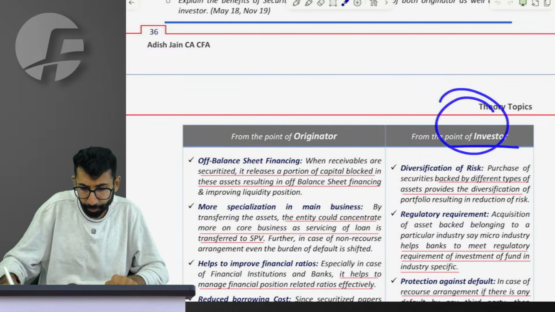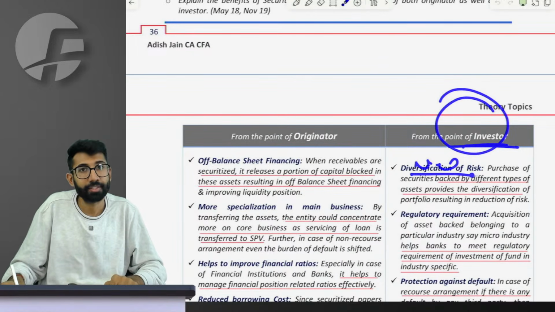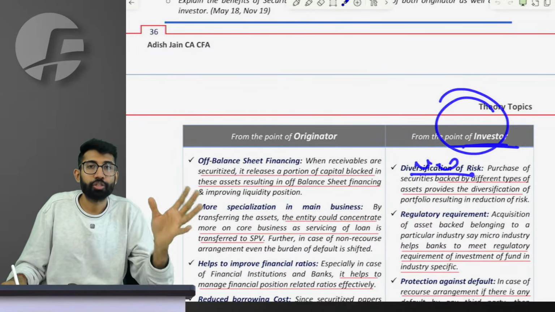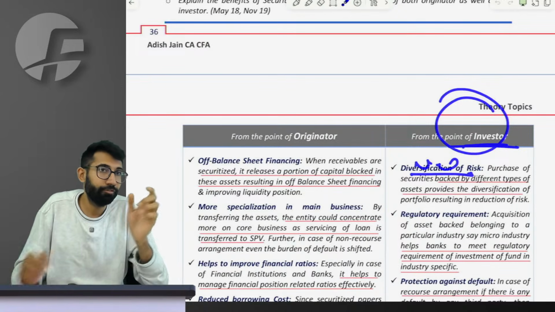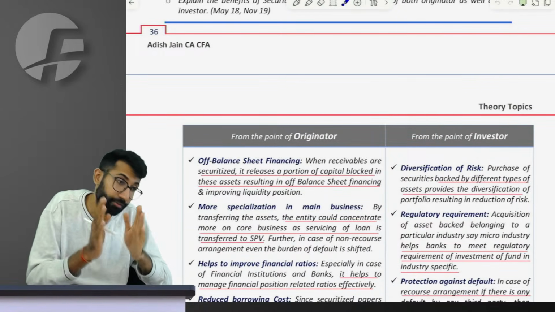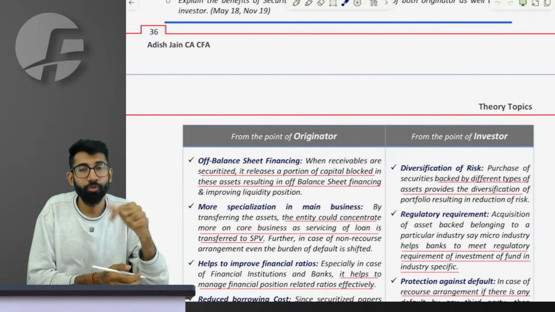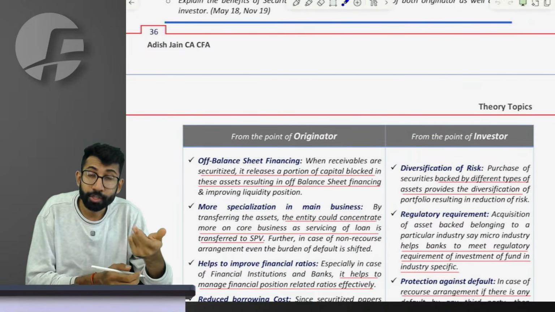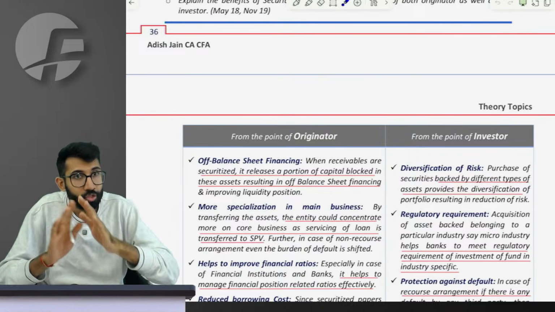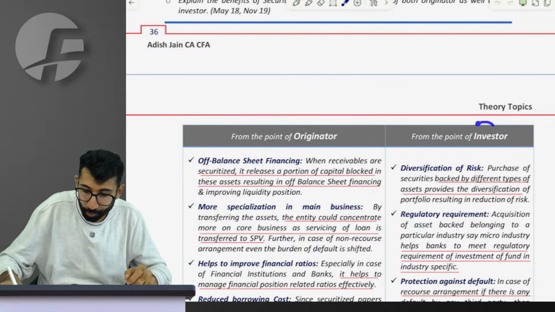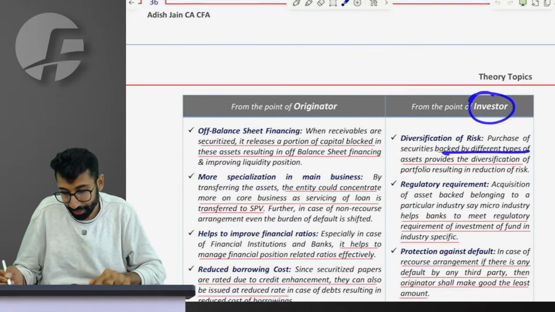From the investor's point of view, the benefit is diversification of risk. Rather than investing in the shares or bonds of a company, I have one more opportunity: I can invest in a particular type of security, a home loan security, an auto loan security or a credit card security. So I have a scope of diversifying my portfolio as an investor.